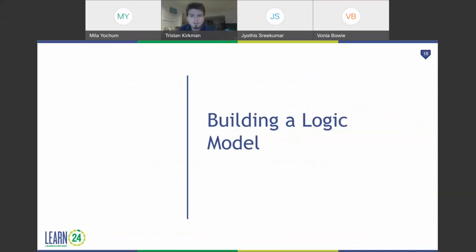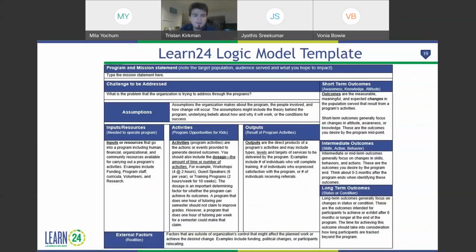So we're going to work on building a logic model for your own program next. Here is a basic template that we like to use. It's not specifically required, but it's one that is provided for you. This is available at learn24.dc.gov/funding opportunities and can be downloaded as a Word document for you to manipulate. And just for fun, I'm going to throw a link into the chat for attendees, and this will get you direct to that download.